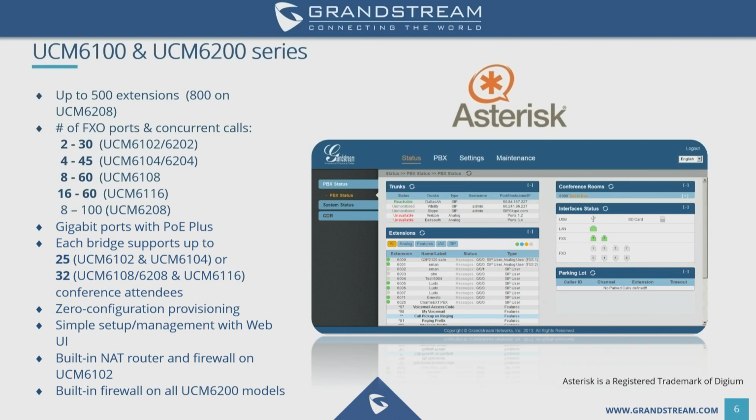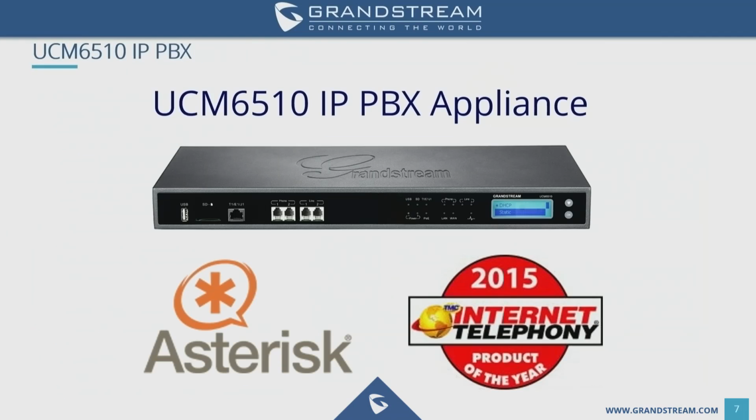All UCM models have gigabit ports with PoE+. PoE is to power the UCM, not to give off power to other devices. Various conference bridges, I believe it's either 3 or 5, depending on the model, with support for 25 or 32 attendees. Zero configuration provisioning, which I'll touch on in a second. All 6200 series models and the 6102 will give you built-in firewalls and built-in NAT routers.